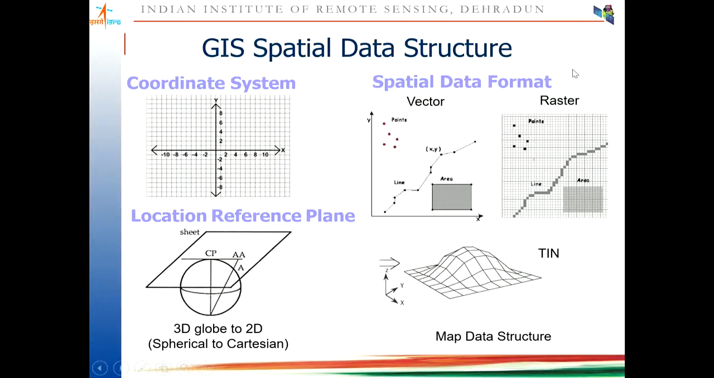So raster data is generally used for representing field datasets, whereas vector datasets are used for representing discrete objects.